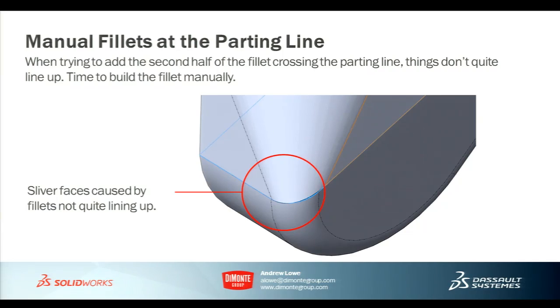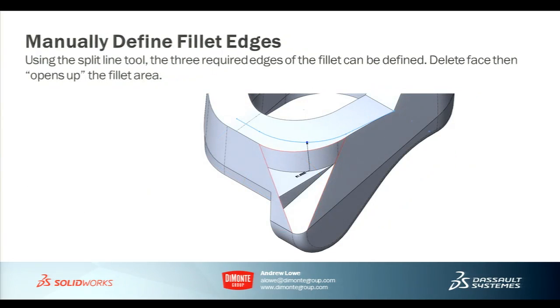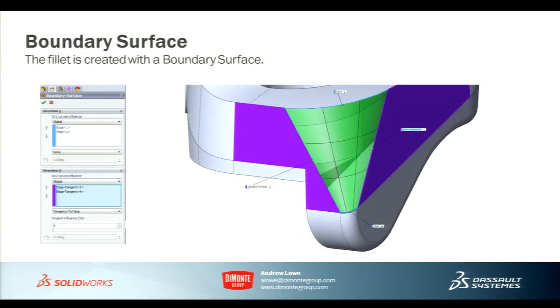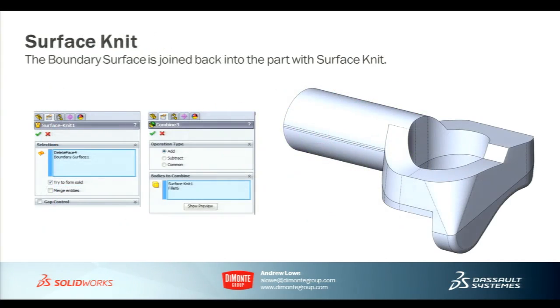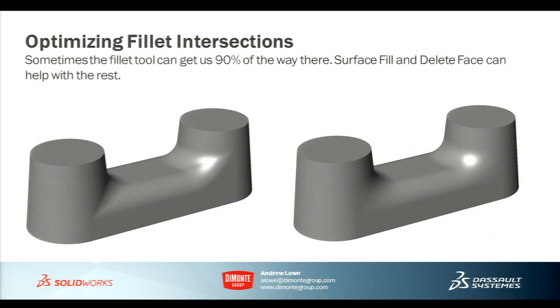So to recap, sometimes if we want really clean geometry, the cleanest possible geometry, no little sliver faces, we need to manually build these transitions. So we're using the split line tool to define the edges of our fillet. We're using a boundary surface or a loft to patch over and create that new fillet face. Finally, we're using surface knit to join it into the model, and the combine tool to put the two halves of the model back together.